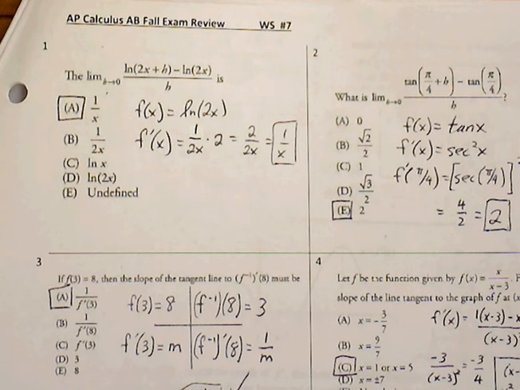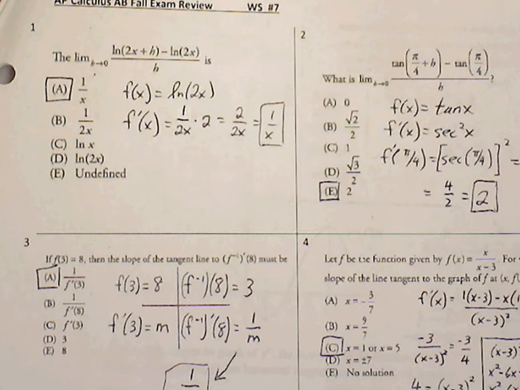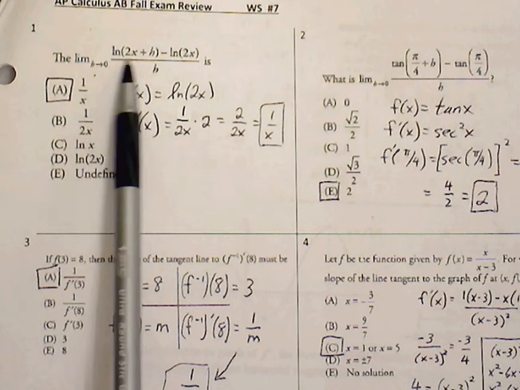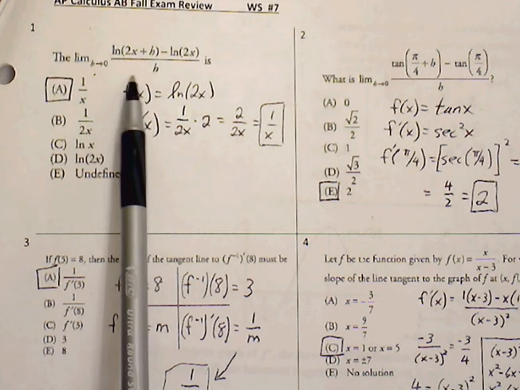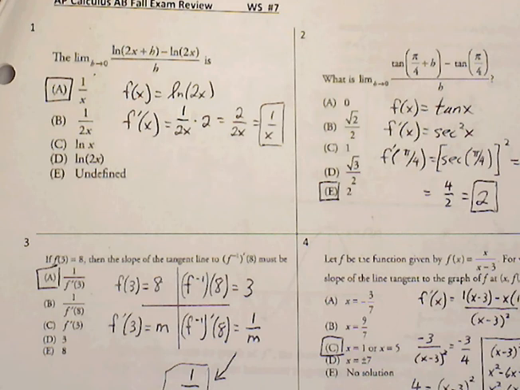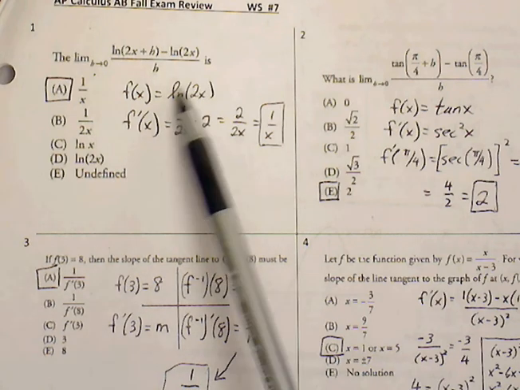Okay, fall exam review, worksheet 7, number 1. The limit as h approaches 0 of natural log of 2x plus h minus natural log of 2x, over h, is. Okay, now this is not a limit problem in the sense that we work things out algebraically. This is representative of something else.